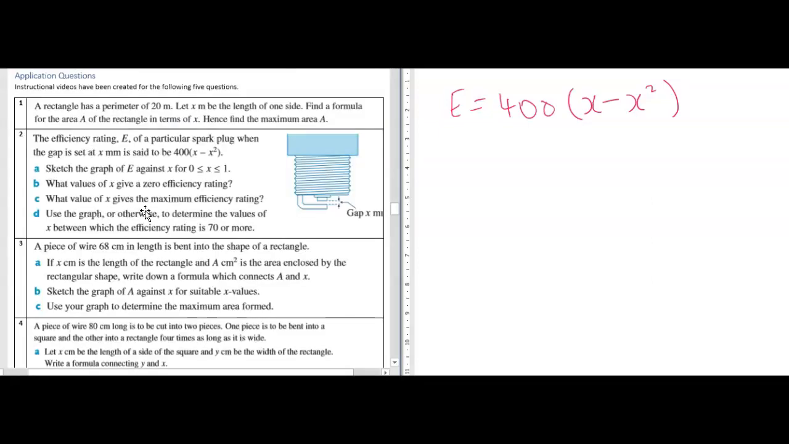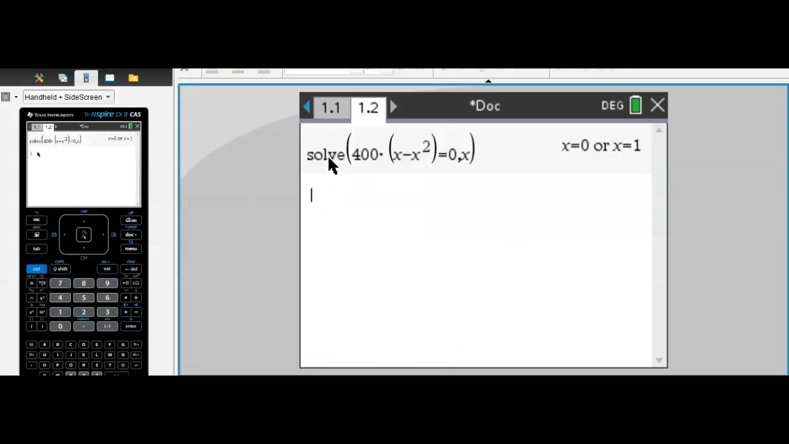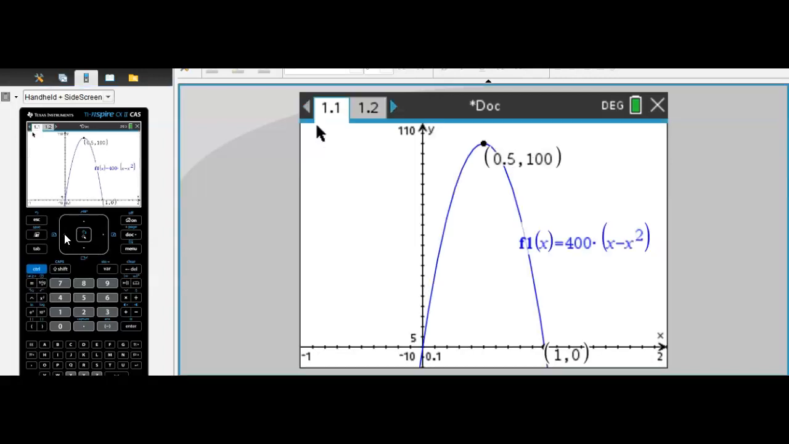All right, what value of x gives the maximum efficiency rating? So again, we go back to the calculator, but we go to the graph screen. Now, if you want to know how to go between your tabs, just press Control and your arrow will take you to the next tab, or you can just click on it. Okay, so here's our maximum. It occurs at x equals 0.5 and the maximum efficiency is 100.